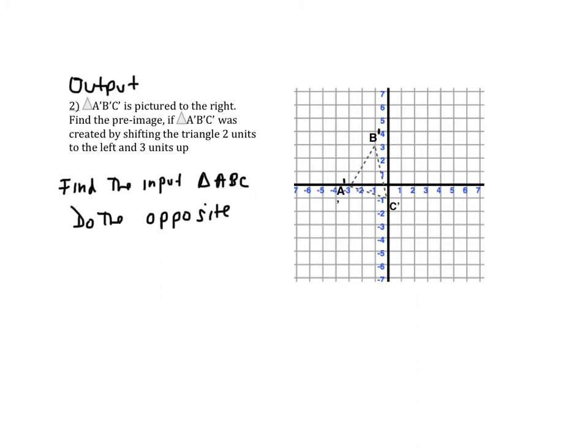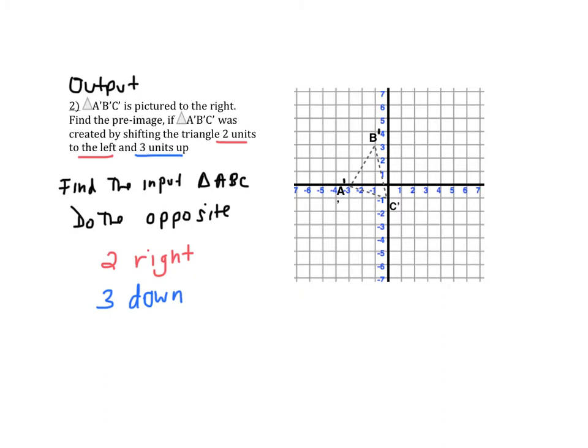So since it says that A prime, B prime, C prime was created by shifting the triangle 2 units to the left, we have to do the opposite. We have to go 2 to the right. Okay, and it also says it was created by going 3 units up. We have to go 3 units down. So again, in this case, we're given the end result, and we have to work backwards to find the original.